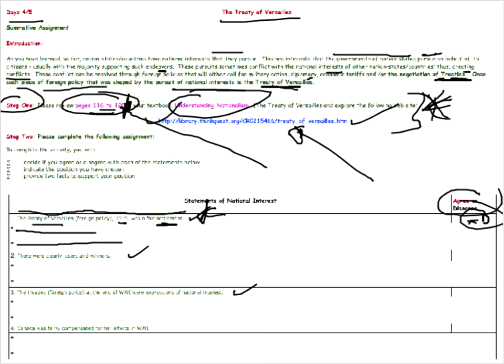The next one. There were clearly losers and winners at the end when the Treaty of Versailles was signed. Now you might agree with this, but you have to tell me why in point form, 2 reasons why you agree. Or you might disagree, okay? But still, you have to give me 2 reasons why you would disagree. And that's it for this week.